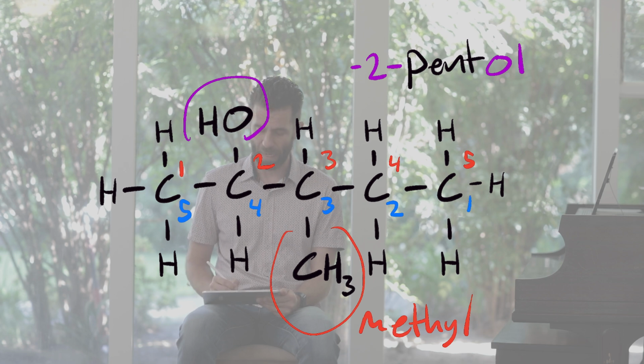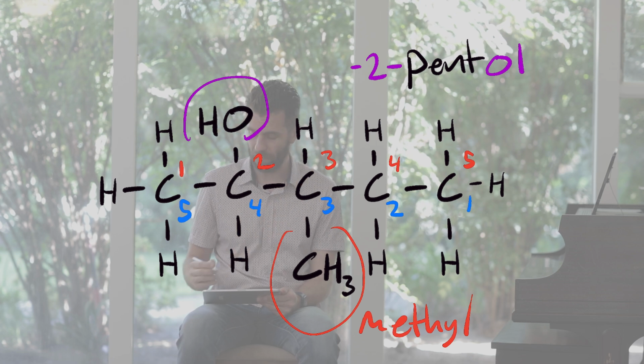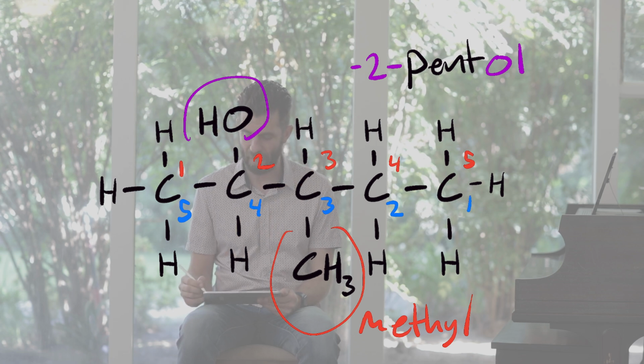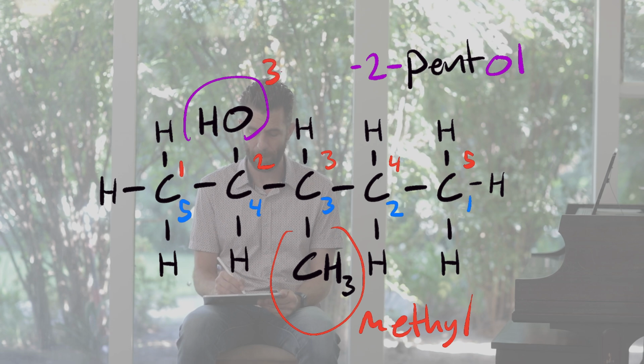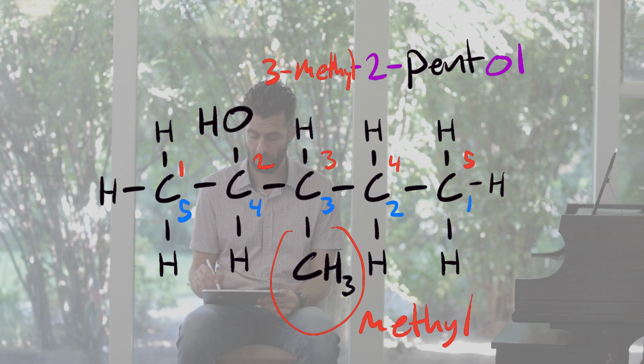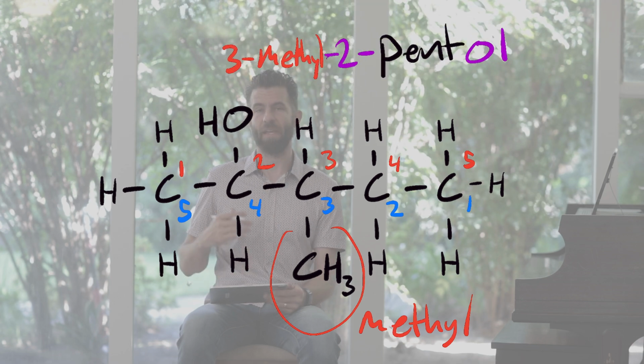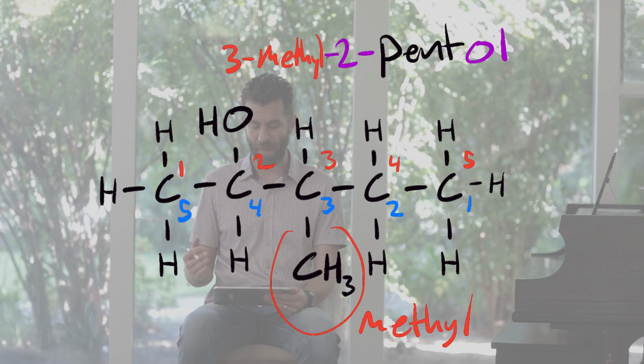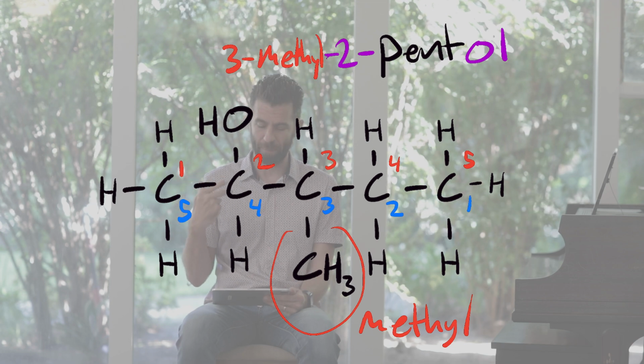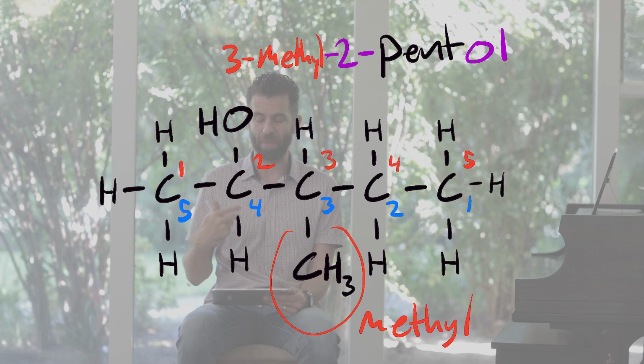So this is going to be a 2-pentanol, and where is the methyl? It's right there on the 3rd carbon. So we're going to go ahead and say 3-methyl. This is a 3-methyl pentanol because the methyl's at position 3, alcohol's at position 2, so we have 3-methyl 2-pentanol.